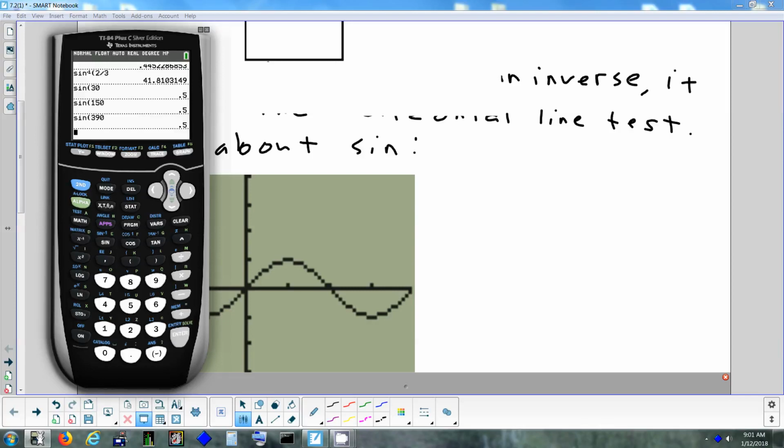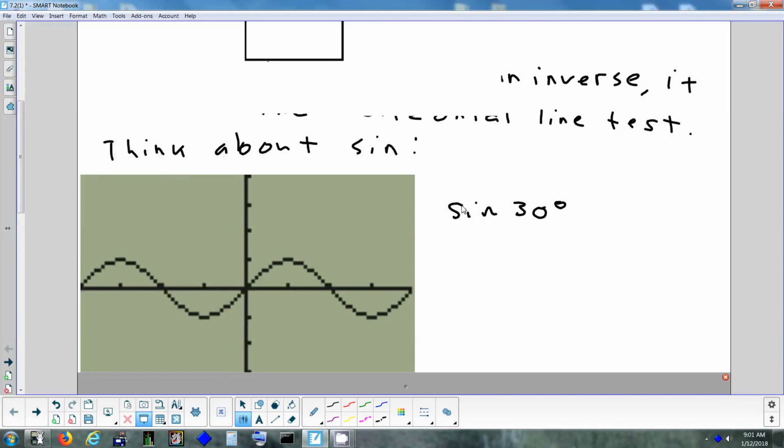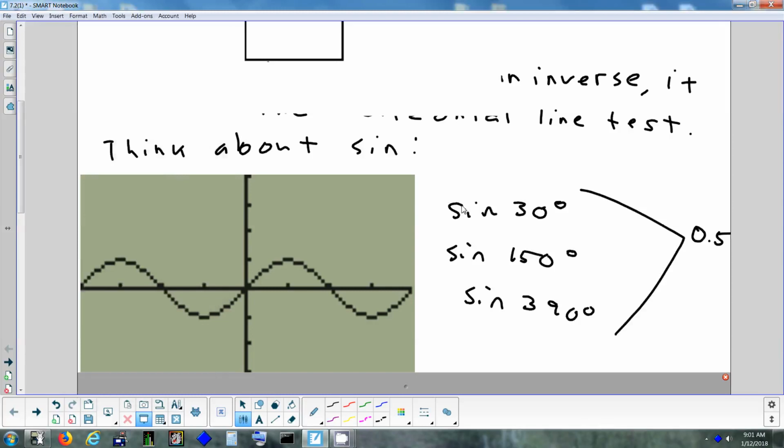A half. I could do this all day. I could keep making up different angles that all have the same sine. Sine of 30, sine of 50, sine of 390. They all come out to 0.5.